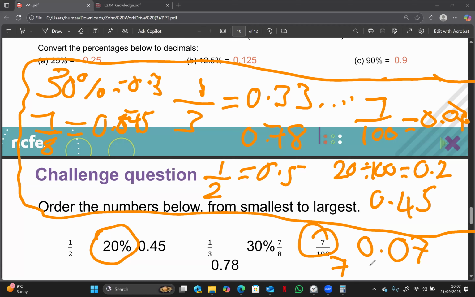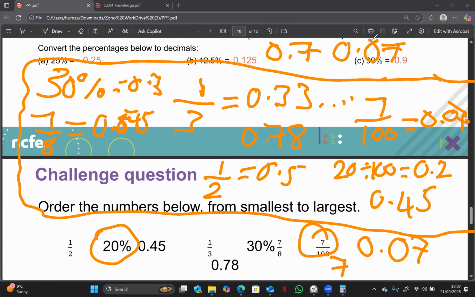What's the bigger number, 7 or 33? Sorry? What's the larger number, 33 or 7? 33. Yeah. So that's why 0.33 is bigger than 0.07. I think you're getting confused. It's not 0.7, it's 0.07. Oh, there's a zero there.